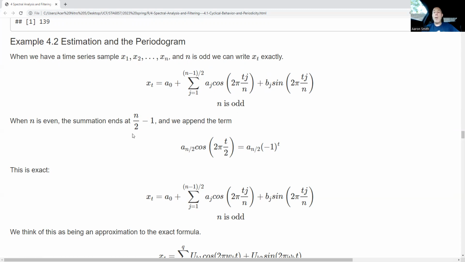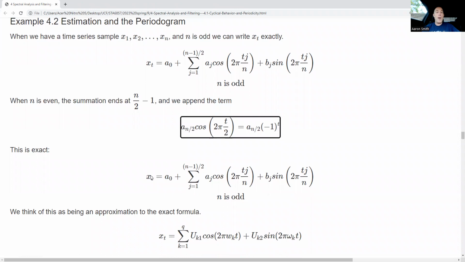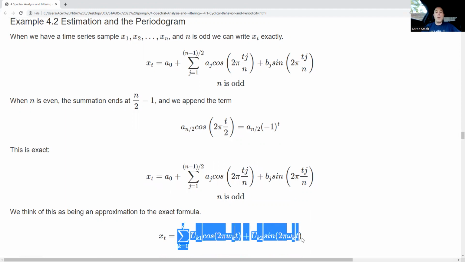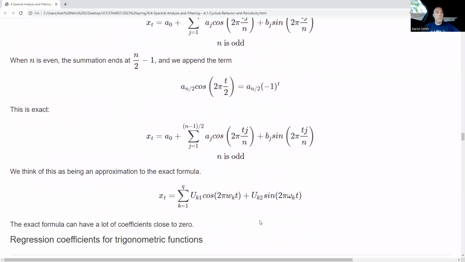When n is even, I'm going to make a little bit of an adjustment. That adjustment is that I'm going to take a sub n divided by 2 and multiply by -1 to the power of t. So I'm multiplying by plus or minus 1, and I'm just going to tack that on there. Here's my exact representation of the system. I'm going to approximate what's going on using this formula here. Now, when I use the exact formula, it's okay for us to have a lot of coefficients close to 0. The coefficients that are close to 0, when I'm modeling, I'm going to assume that they're actually just equal to 0 to have a simpler process, because with real life data, I won't be able to tell the difference between noise and coefficients very close to 0.